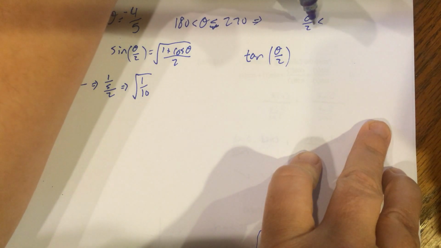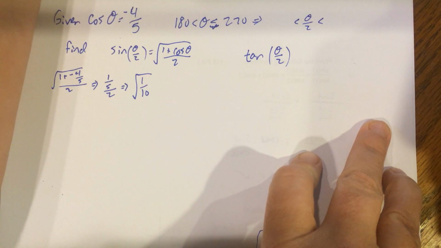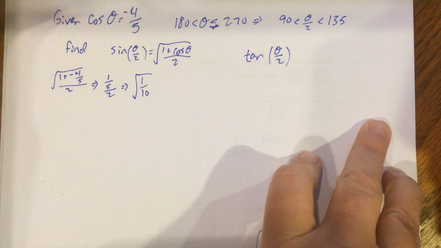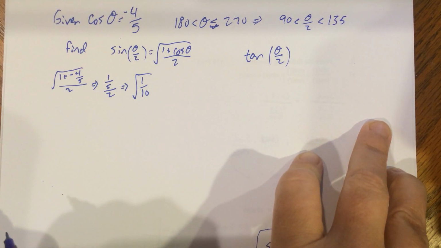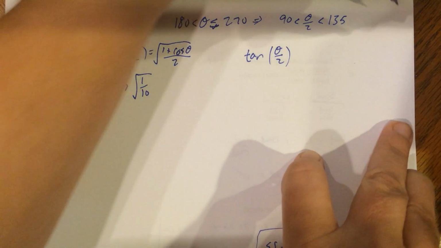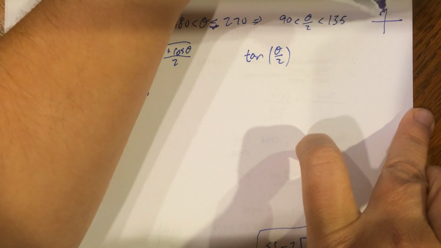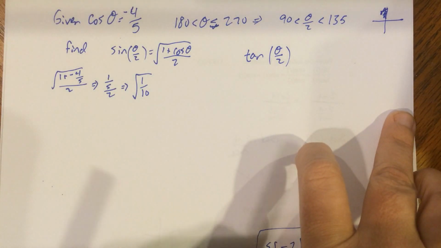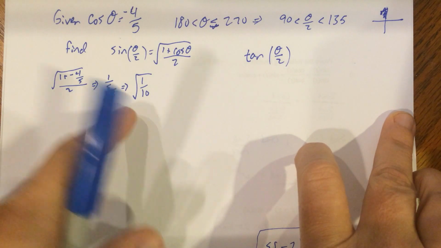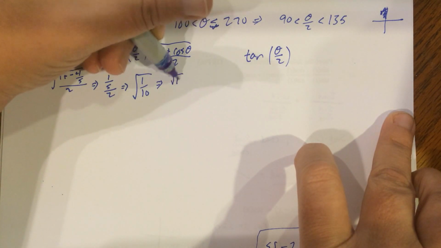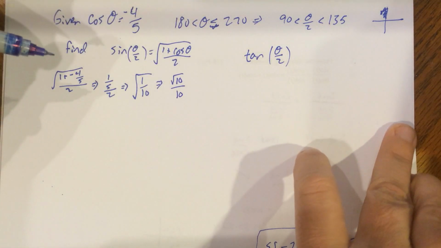Theta over 2, 270 divided by 2 should be 135. 180 divided by 2 should be 90. So in between 90 and 135 is in quadrant 2. Sine in quadrant 2, my y is still positive. So I'm looking really at this part right here. My y is positive there. So this is going to be a positive 1 over square root of 10. And I should probably simplify it since I'm looking for a final answer. So square root of 10 over 10.